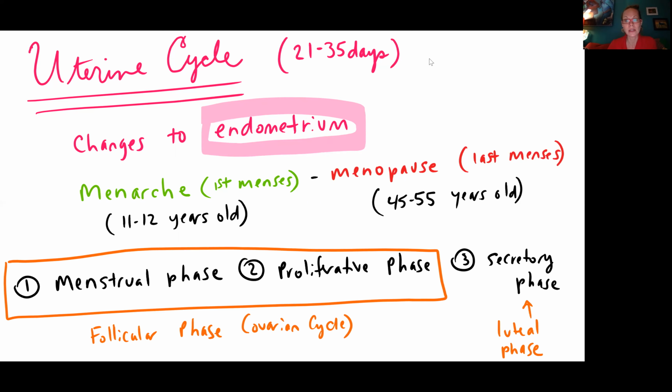The menstrual and proliferative phases are both occurring during the follicular phase of the ovarian cycle. So we'll see that this is regulated by those hormones that are released there. And then the secretory phase should correlate to the luteal phase. So if the uterine cycle is a 28-day cycle, you're expecting the menstrual phase to be about 7 days, proliferative phase the next 7 days, so collectively that's 14 days, and then the secretory phase should last for the last 14 days.